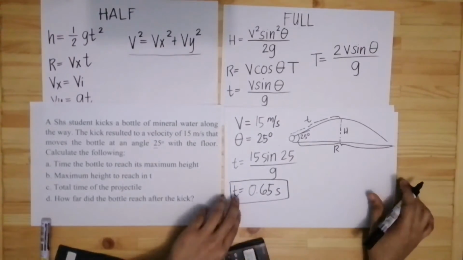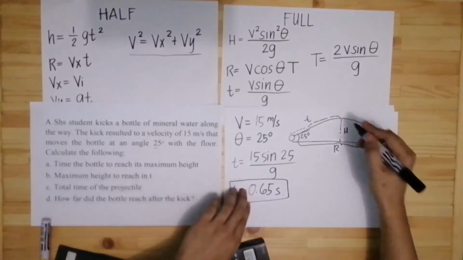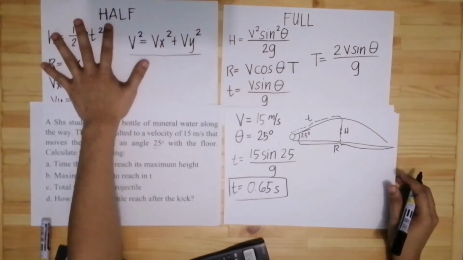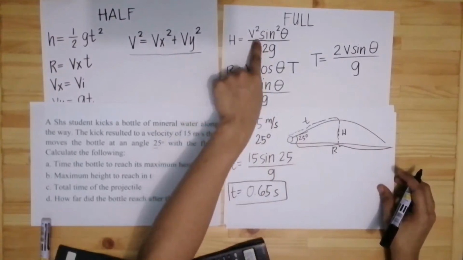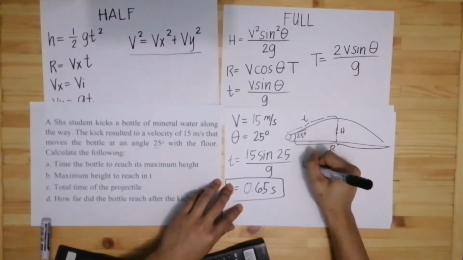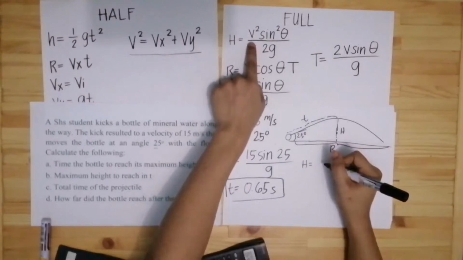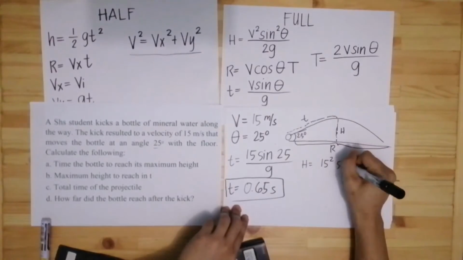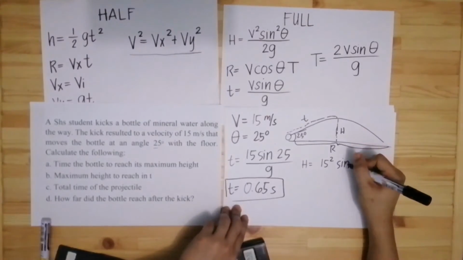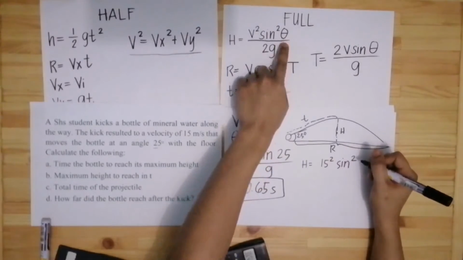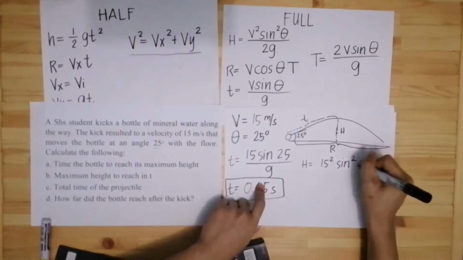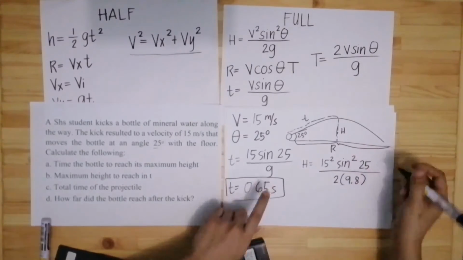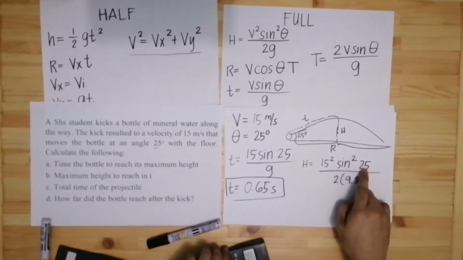Okay? Next, let's have letter B, the maximum height. So, ito, ano yung capital letter H? Use the formula for the full, not this. Kasi full tayo, buong parabola yan. So, V squared sine squared theta over 2g. So, 15 squared, then sine squared, then theta natin is 25, all over 2 times 9.8. So, sine squared 25 yan, ha.